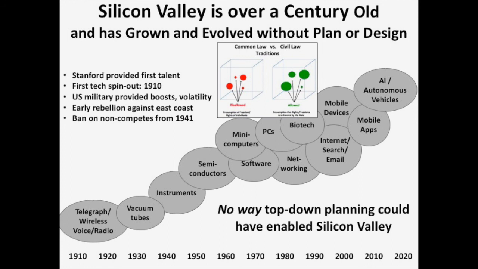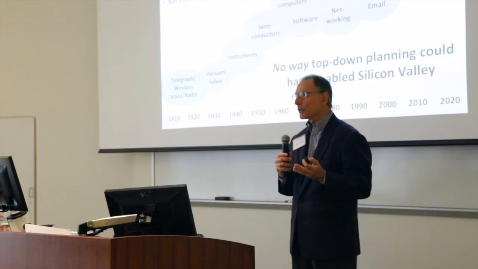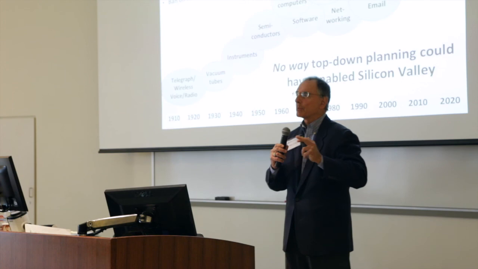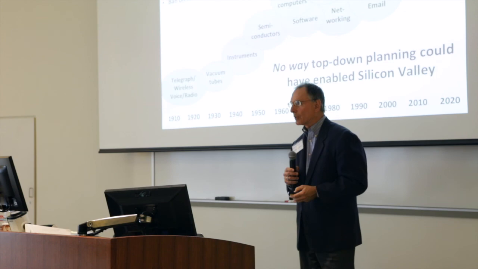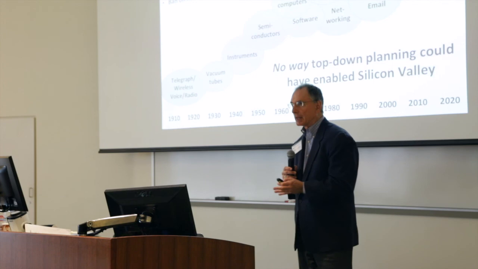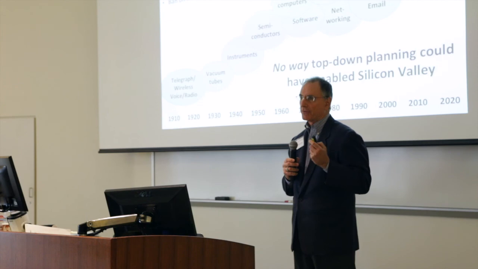No one could have predicted that telegraph, wireless technology, would have given rise to vacuum tubes, to instruments, to semiconductors, all the way up to AI and autonomous vehicles today. At most, you can predict maybe 2 or 3 years out, but beyond that, it's at a very broad level. Yes, we can say Moore's Law is likely to continue, but what real products is that going to enable? No one can predict. So there's no way Silicon Valley could have been designed top-down as so many folks who want to start SEZs envision that they're going to be able to do.